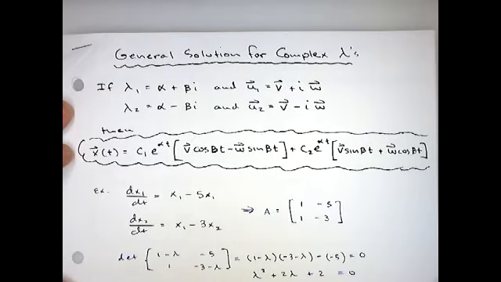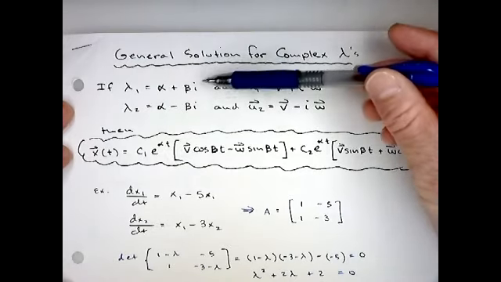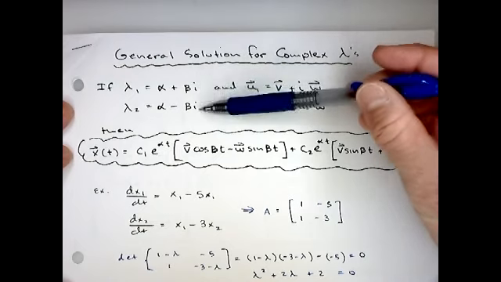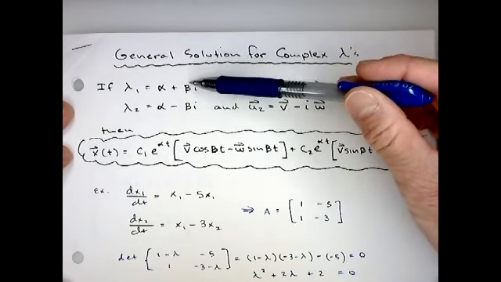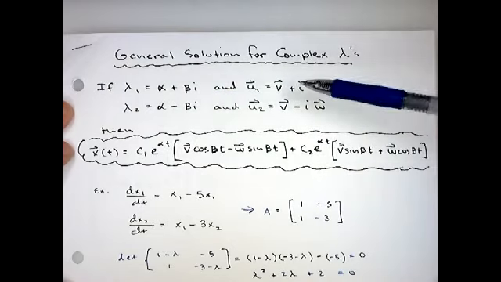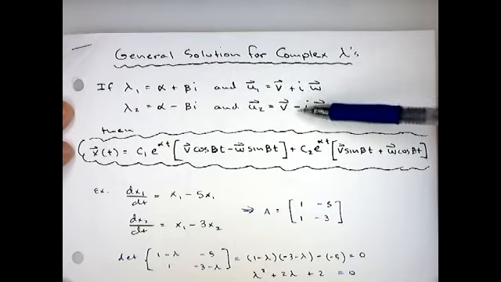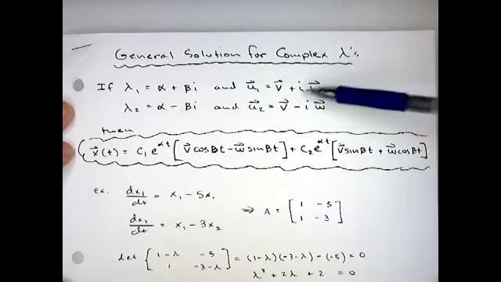More common would be to just determine if it's a stable spiral or an unstable spiral or a neutral spiral. Okay, but nevertheless, here's how we're going to write the solution. So our eigenvalues will be complex conjugates. One of them would be alpha plus beta i, the other alpha minus beta i. And we're going to think of our eigenvectors as also being complex conjugates. And those would usually have i in them as well.